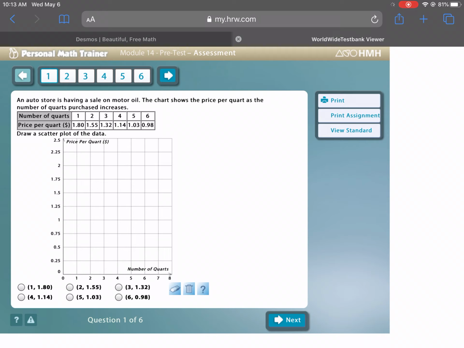So an auto store is having a sale on motor oil. The chart shows the price per quart as the number of quarts purchased increases. Draw a scatter plot of the data. So we're going to go down here. We're going to click our $1.80. So go to your 1, should be somewhere right around there. And we have 2, $1.55.